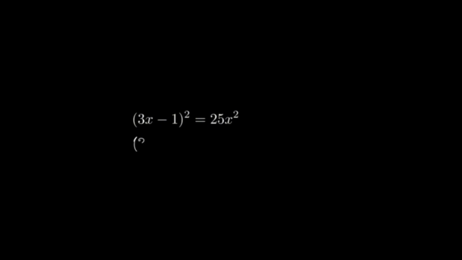Looking at this equation, we can identify that a equals (3x - 1) and b equals 5x. Using the formula a² - b² = (a + b)(a - b), we get (3x - 1 + 5x)(3x - 1 - 5x) = 0.